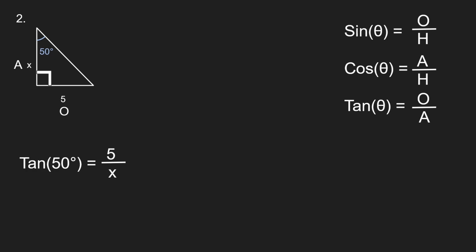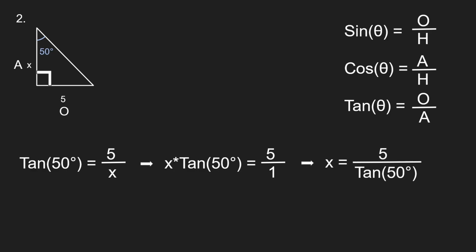Because it is in the denominator, I'm going to pass it to the other side, multiplying. Now, since tangent of 50 is multiplying x, we can pass it to the other side as a division. Finally, you'll type this into your calculator and you'll get the answer. And that is how you use SOH CAH TOA.